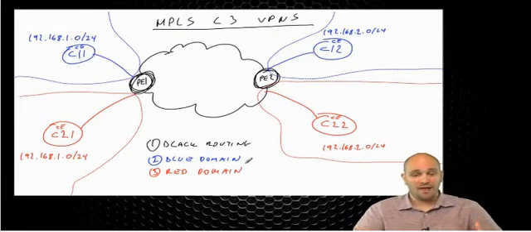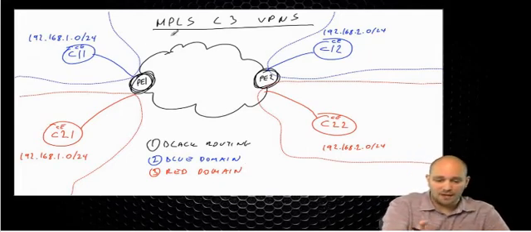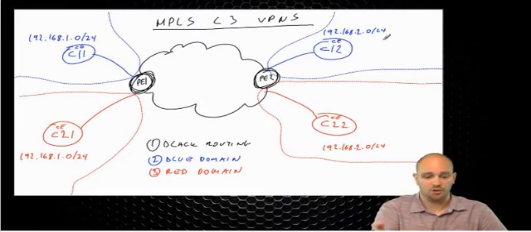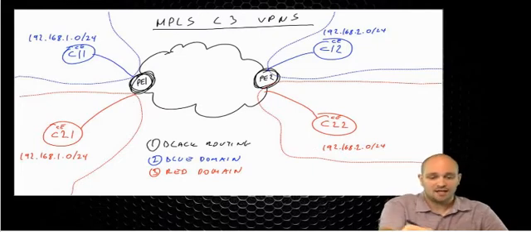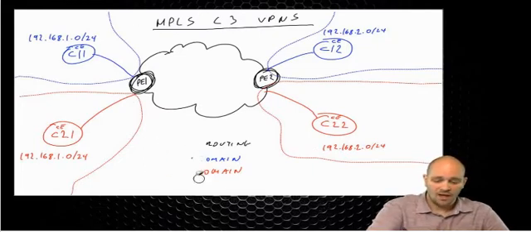Okay? So the black routing domain is what we call the main routing table here. The blue will be used for customer 1 and their 2 sites, and the red one will be used for customer 2 and their 2 sites. So let's see how that works.